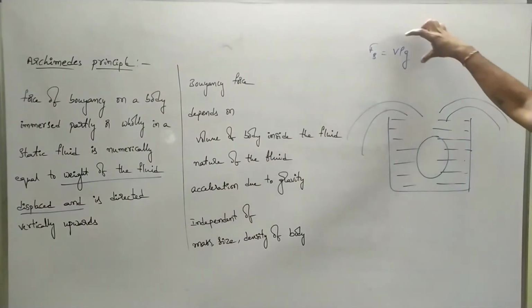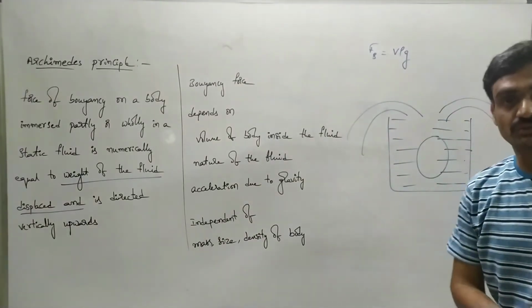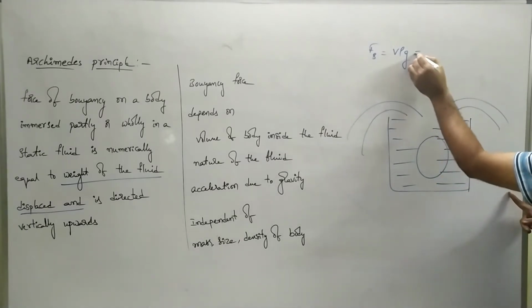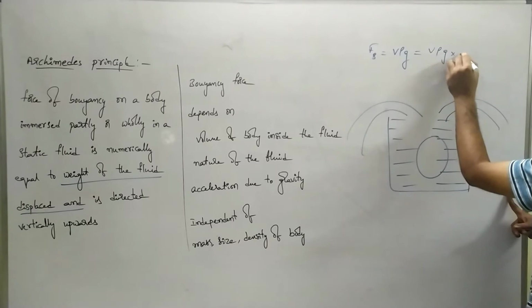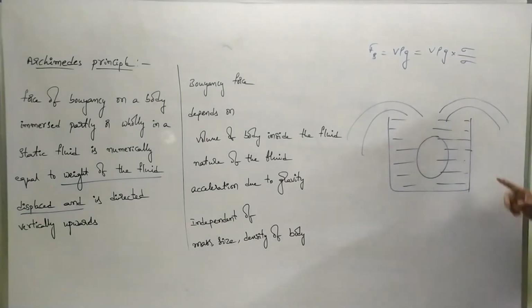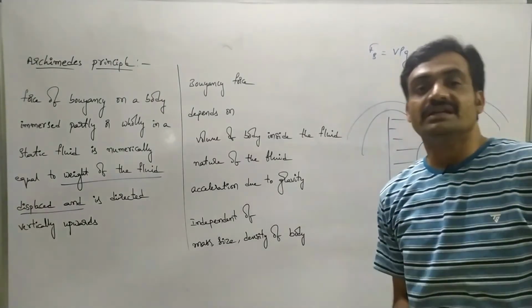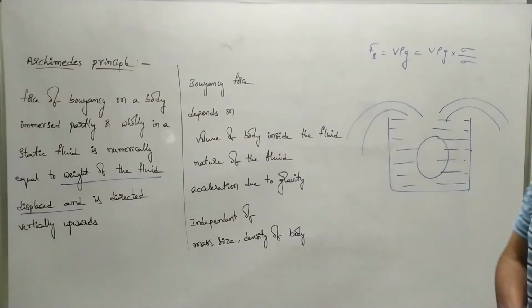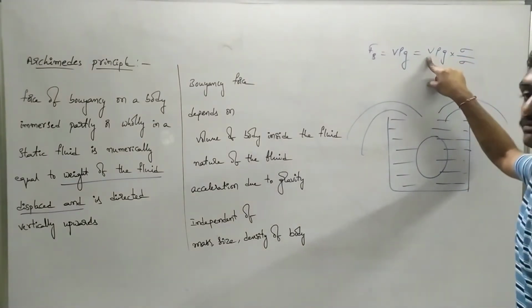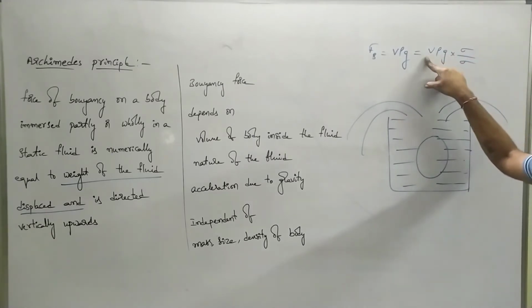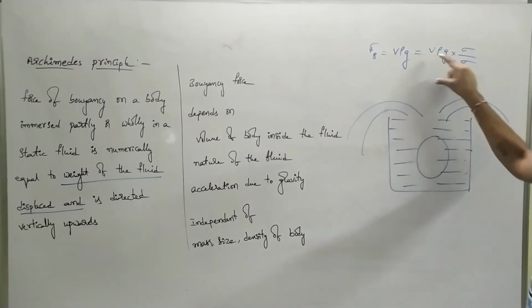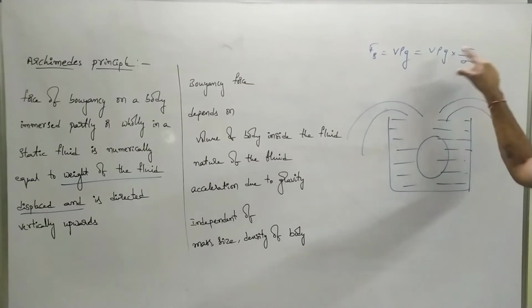We can also represent this expression in terms of the density of the body. Observe that if I multiply and divide this expression with sigma, where sigma is nothing but the density of the body, then I consider the volume and density of the body. So the volume of the body within the fluid and the density of the body represent the mass of the body.